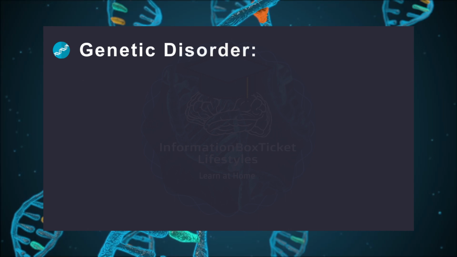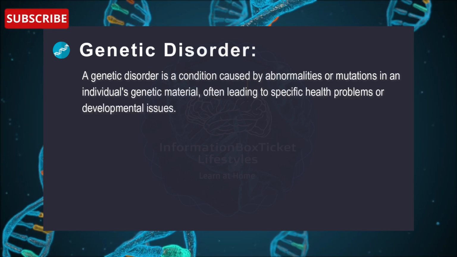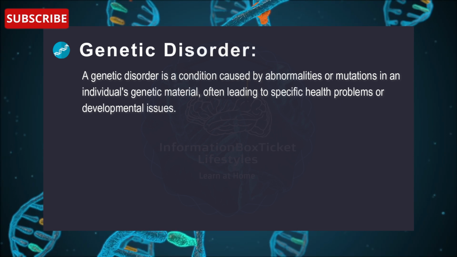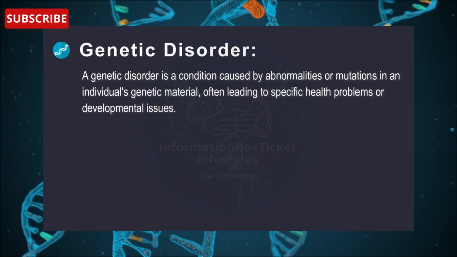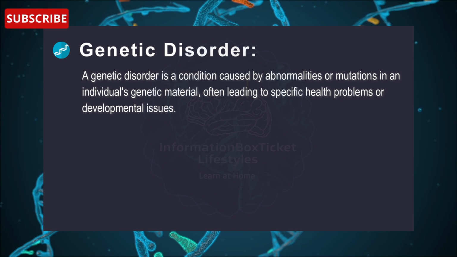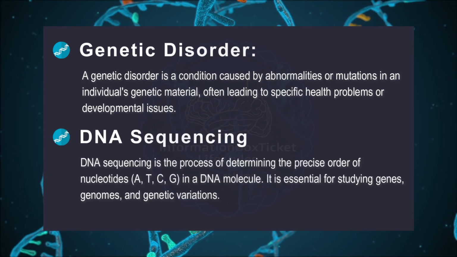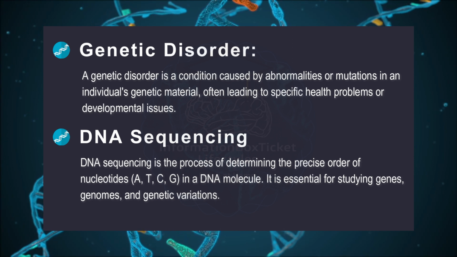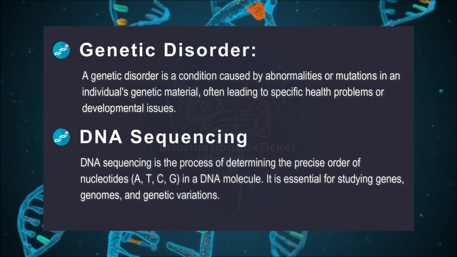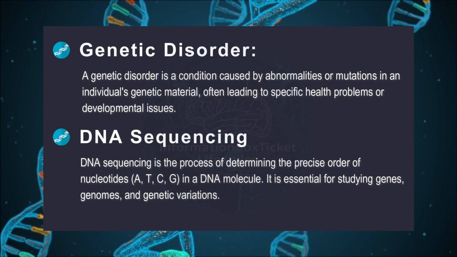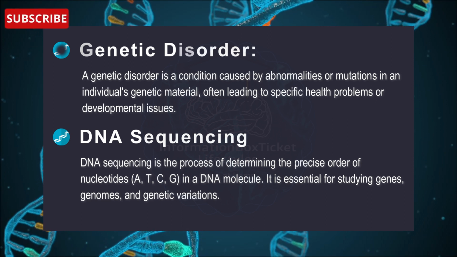Genetic disorder. A genetic disorder is a condition caused by abnormalities or mutations in an individual's genetic material, often leading to specific health problems or developmental issues. DNA sequencing. DNA sequencing is a process of determining the precise order of nucleotides A, T, C, G in a DNA molecule. It is essential for studying genes, genomes, and genetic variation.